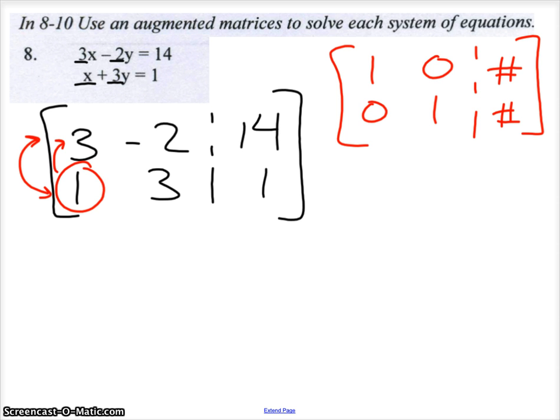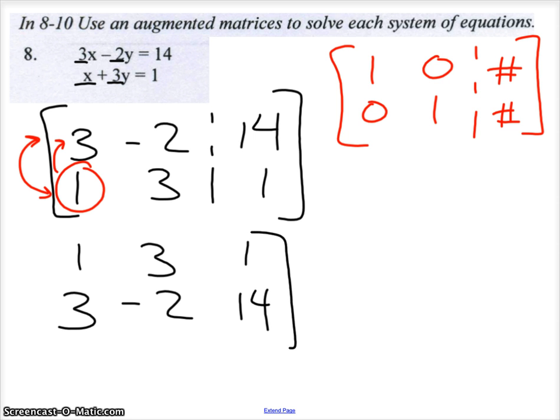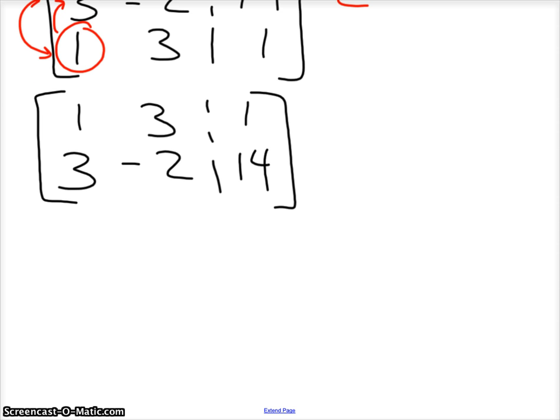So after flipping them, I'll have 1, 3, and 1. Remember to flip the entire row. And 3, -2, and 14. The next thing we're going to do now is we want to get this term right here to be a 0. To do that, I'm going to multiply the top row by the opposite. So we're going to multiply the top row by -3. So this will be a -3 times R1, and then add that to R2.